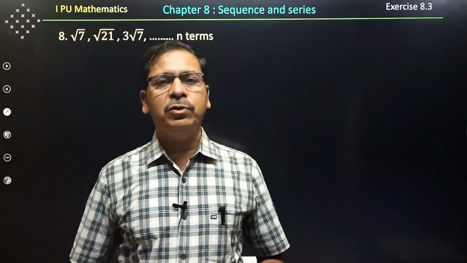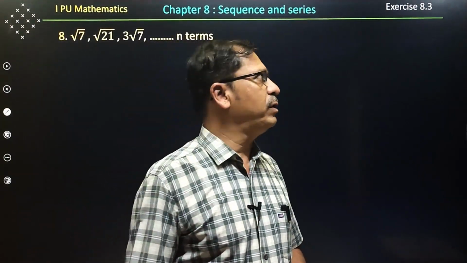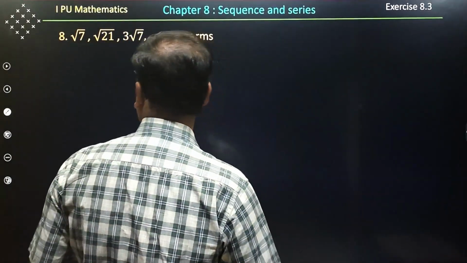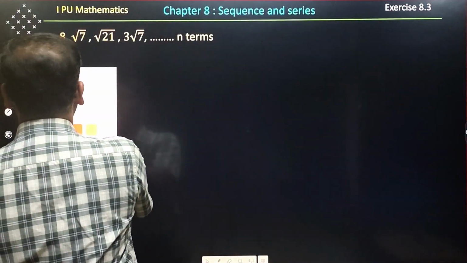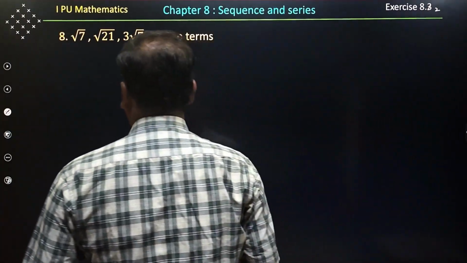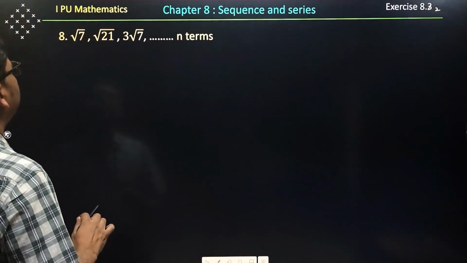Okay, welcome students. Let me continue the next class on your sequencing series. This is actually 8.2 by mistake that has become 8.3. This is 8.2 here. In continuation, 8th example here.